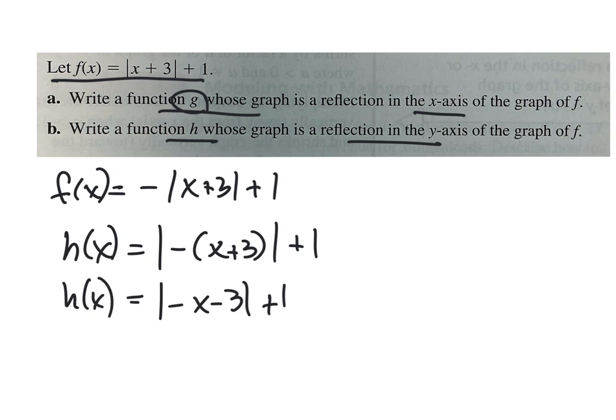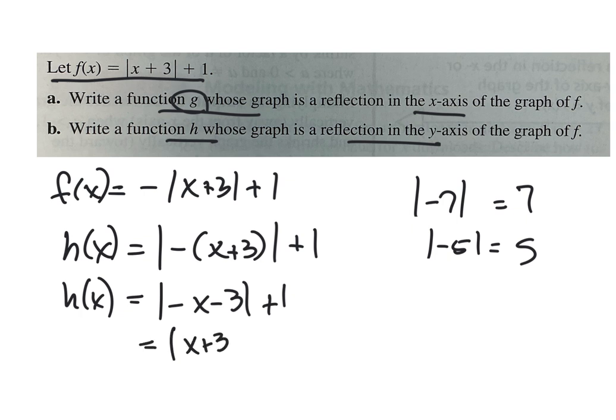However, think about what absolute value means. Absolute value of a negative, which is what this is, is the exact opposite. Like the absolute value of negative 7 is positive 7. The absolute value of negative 5 is positive 5. So the absolute value of negative x minus 3 is the opposite of that, which is x plus 3 plus 1.